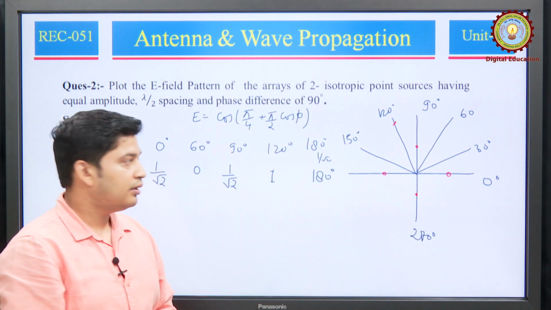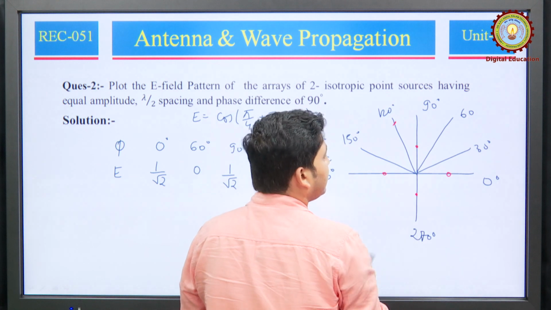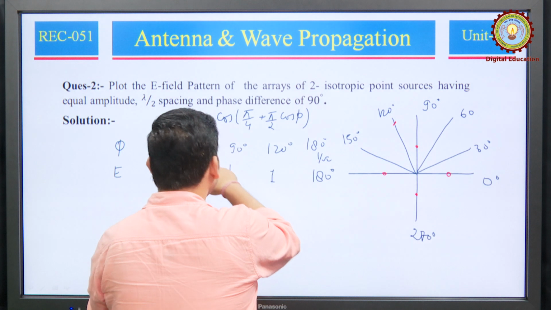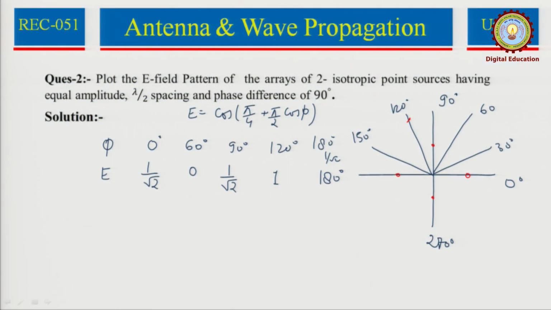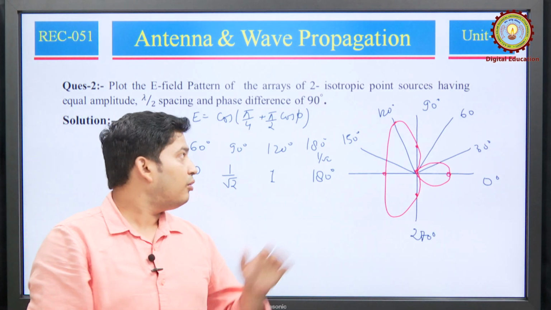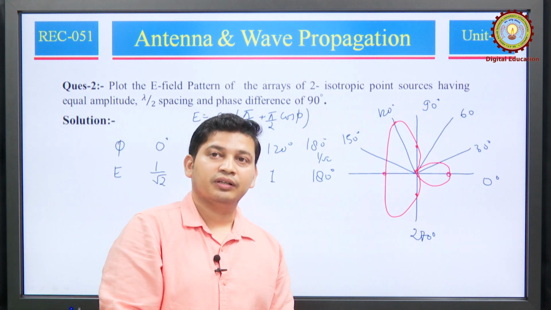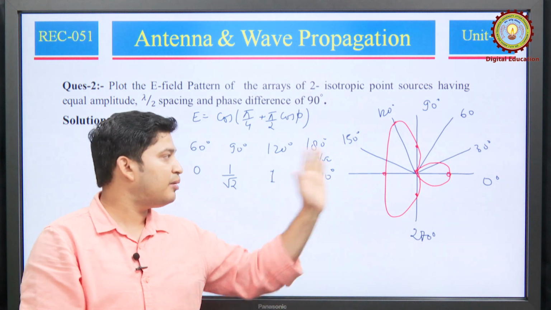Okay. So, if you are going to plot this, the value is only 0 at 60 degree. So, this is the 60 degree line. Okay. So, over here the curve looks like this and over here it is going to increase and going to be like this. So, this is the effective pattern of this function cos(pi/4 + pi/2 cos phi). Have you seen the changes in the pattern?